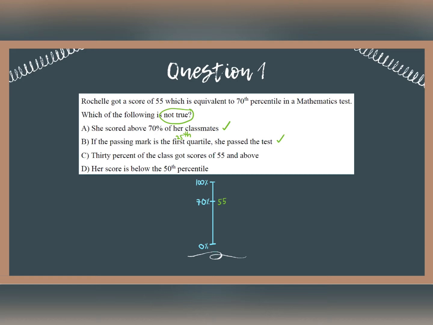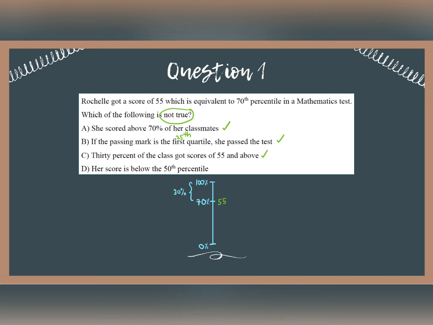And then, 30% of the class got scores 55 and above. 30%. Let's look here. Which part does that 30% refer to? Here we know the distance. The difference is 30%. So 30% scored 55 and above. So answer C is also correct.